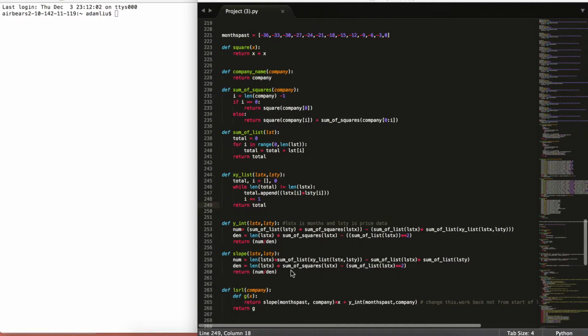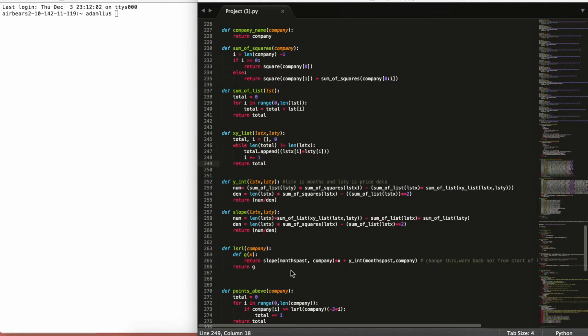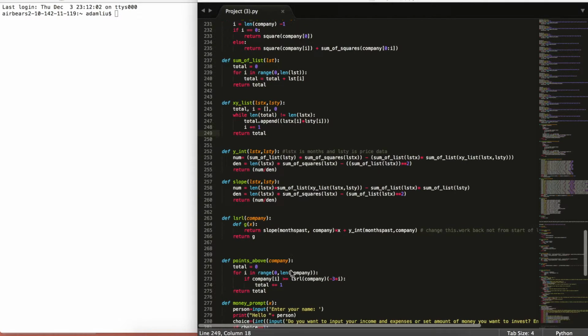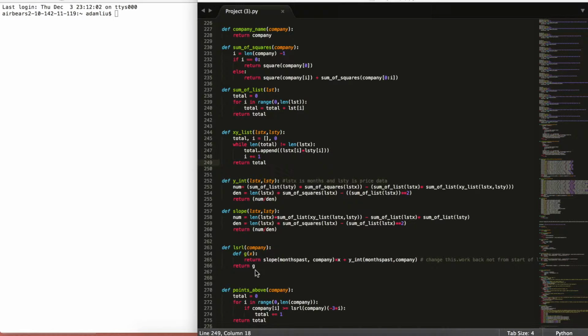All of these functions are then used in developing a least squared regression line higher order function, which is then used to approximate the line of best fit between all of the points of our data. This least squared regression line is then incorporated into our function points above, which predicts the percent of success of all the points in a line. The points above function calculates the number of times the stock has exceeded its predicted value, which we then use to predict how successful it will be in the upcoming months.